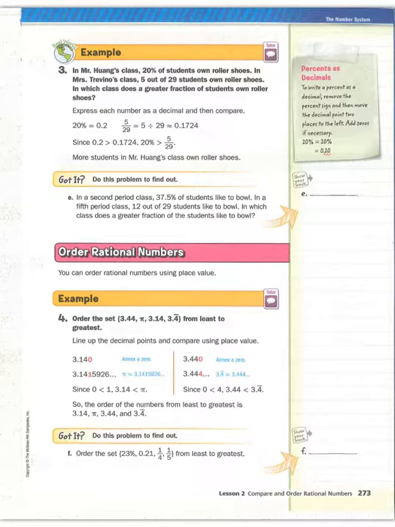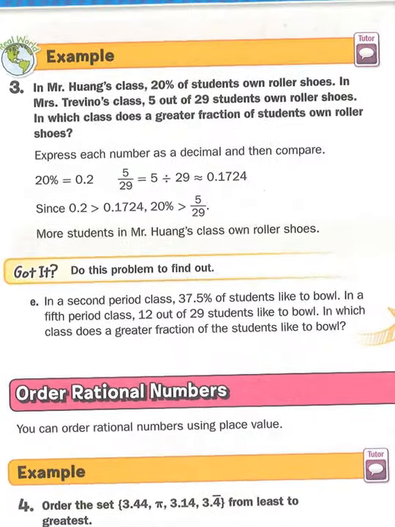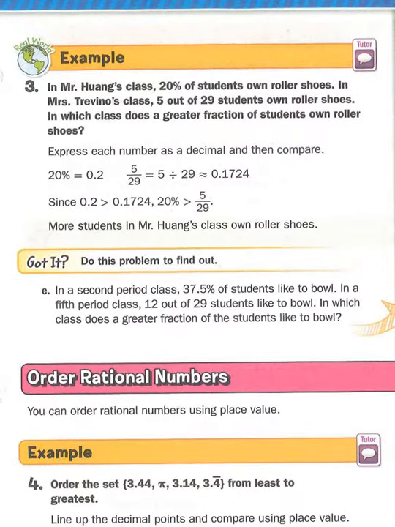It says, in Mr. Huang's class, 20% of students own roller shoes. In Mrs. Trevino's class, 5 out of 29 students own roller shoes. In which class does a greater fraction of students own roller shoes? All right, so what we're going to need to do here, let's make it a little bigger. The easiest way to compare numbers when you have maybe a combination of percents, fractions, and decimals, I think, is to write all of the numbers as a decimal, and then once the numbers are written as a decimal, it's going to be much easier to compare.